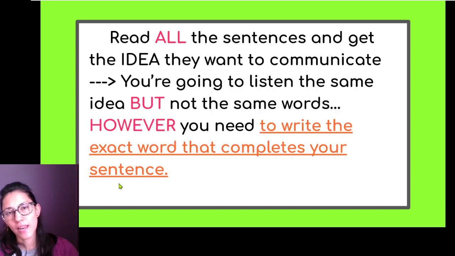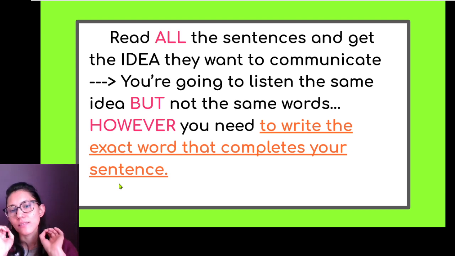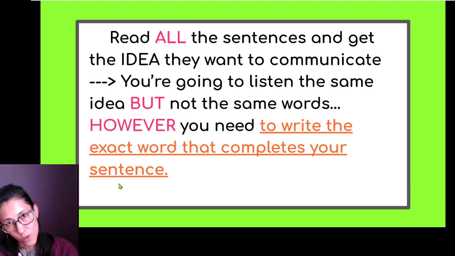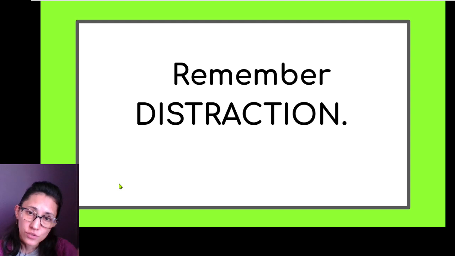The main tips that I can give you is that you need to read all the sentences and get the idea of what they want. Remember that we're working with the main ideas, so you can actually match the ideas rather than essentially the words. However, you need to write the exact word that completes your sentence from the audio. I'm going to explain that in a minute. Remember that you're going to get distractions, so there are going to be certain factors that are going to mislead you to write the correct answer, okay?